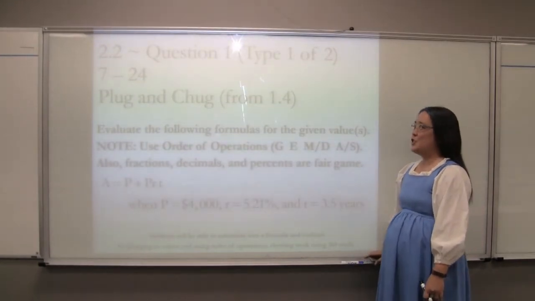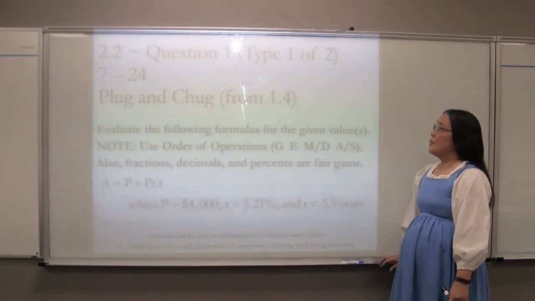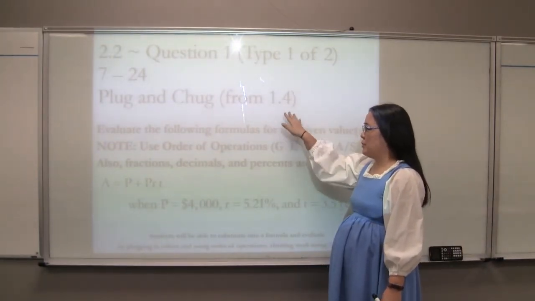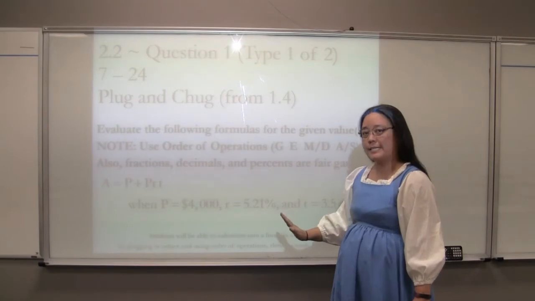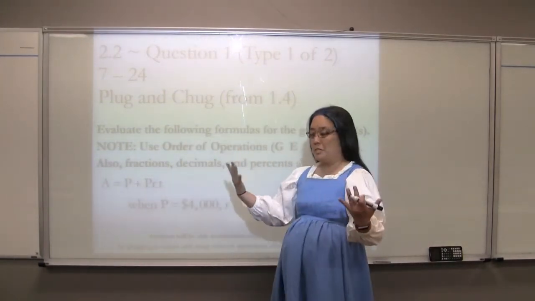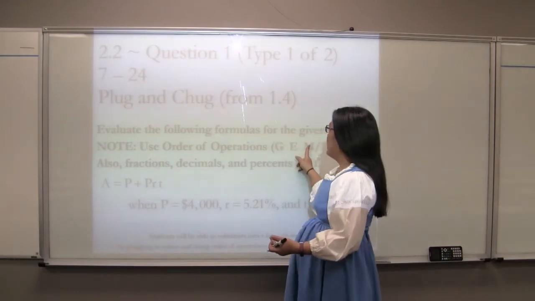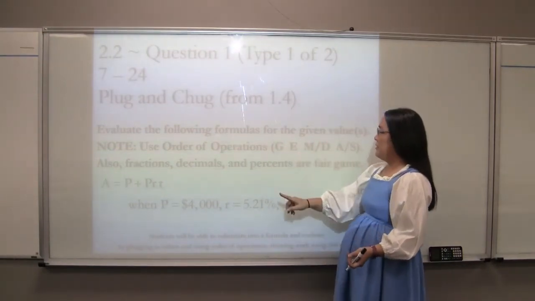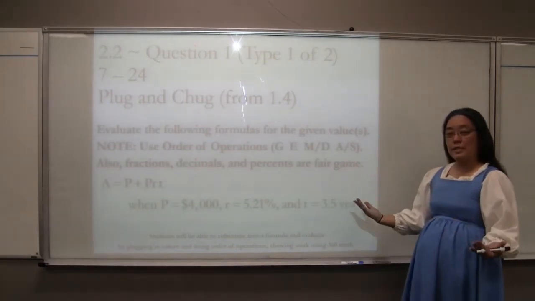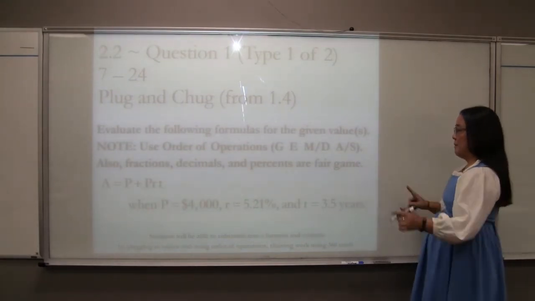Chapter 2, Section 2, Question 1, Type 1 of 2. From Chapter 1, Section 4, we were doing almost the exact same thing in Chapter 1. So we're going to evaluate, which means to do the problem, the following formulas for the given values. We're going to use order of operations. And, of course, fractions, decimals, and percents are fair game.